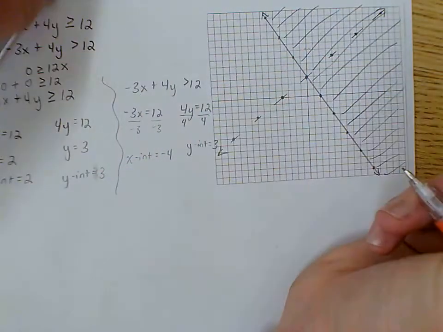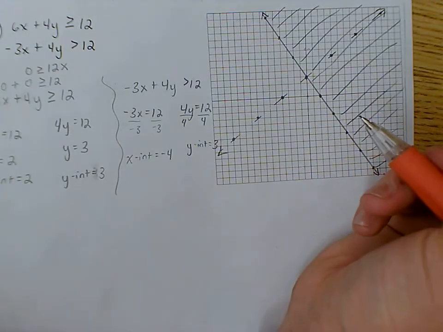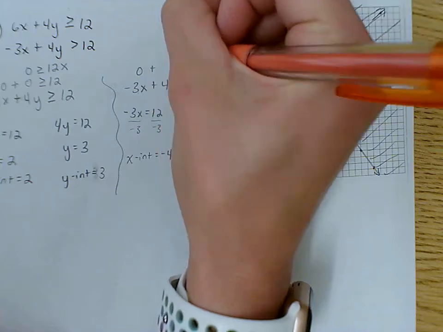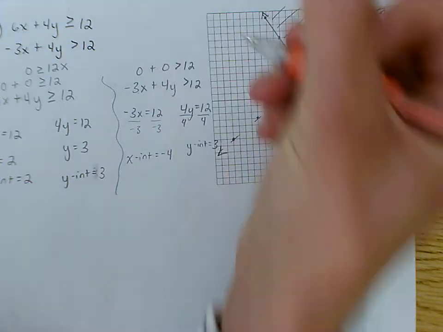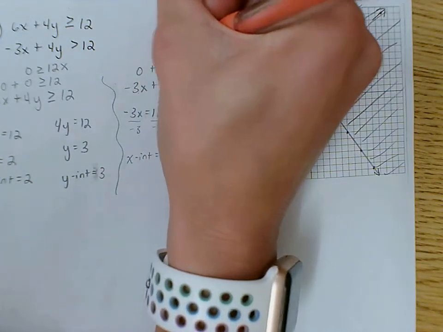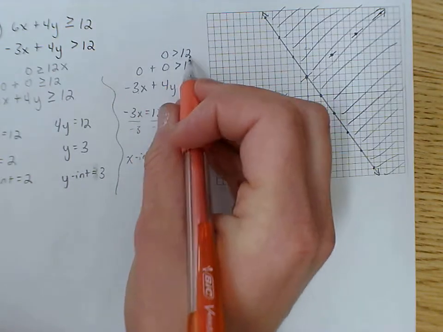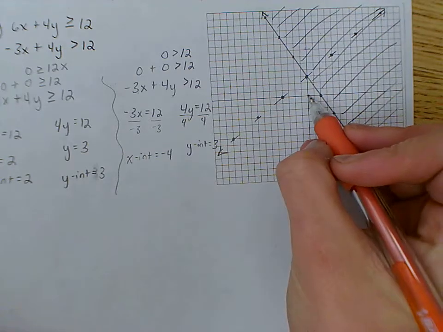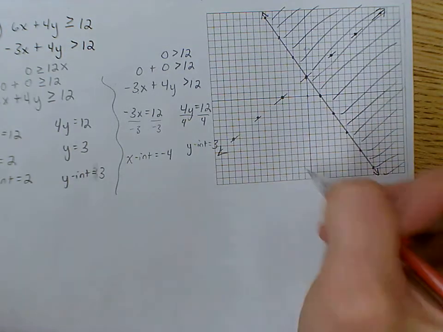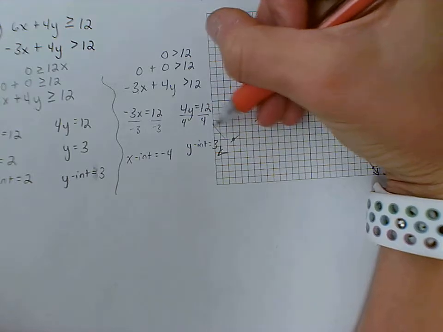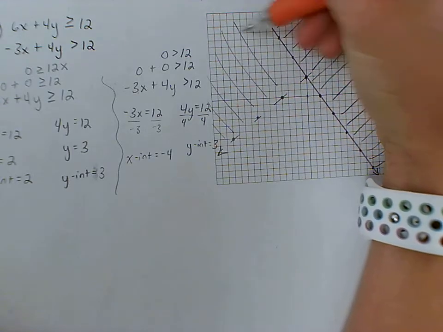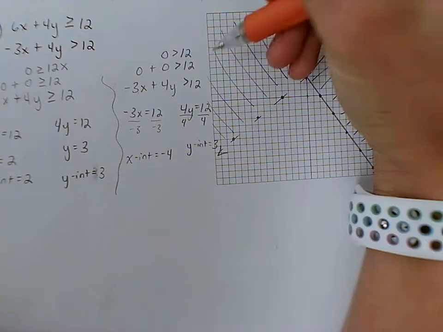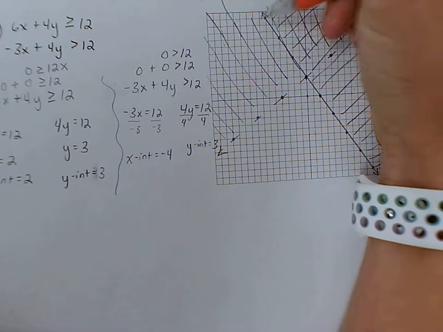So choose my test point. I can use 0, 0 again because it's not on my line, so plug it in. That would be 0 plus 4 times 0, which is 0. And then I ask myself, does this work in that equation or not? So is 0 greater than 12? And it is not. That means I do not shade on the same side as the 0, 0, so I shade the other side of that line. I'm going to plan ahead and make it go a different way than the other shaded area so I can see where they overlap.